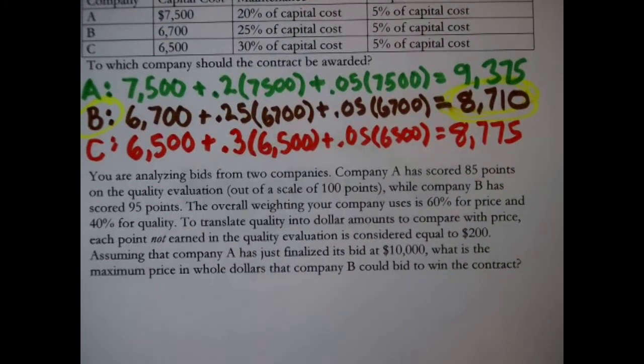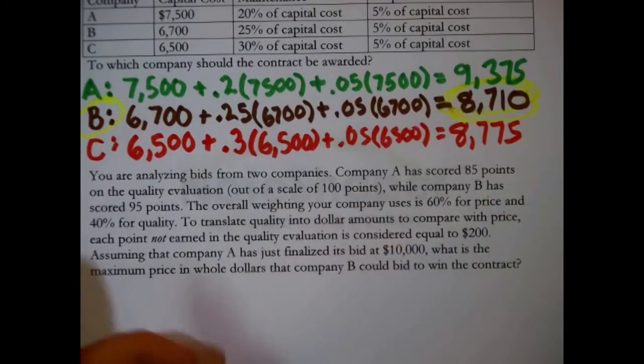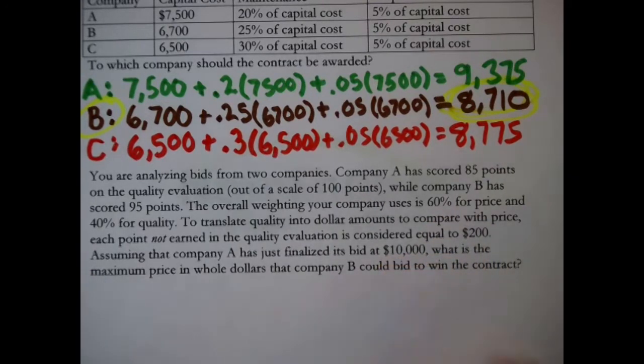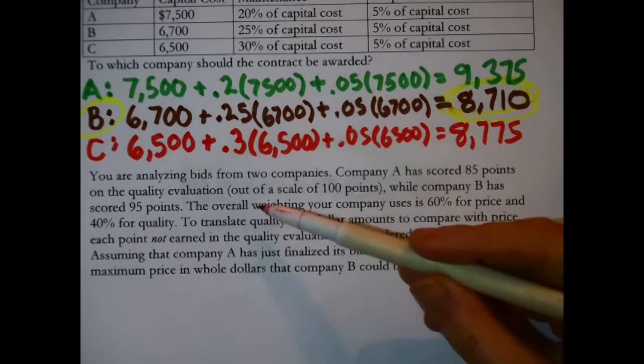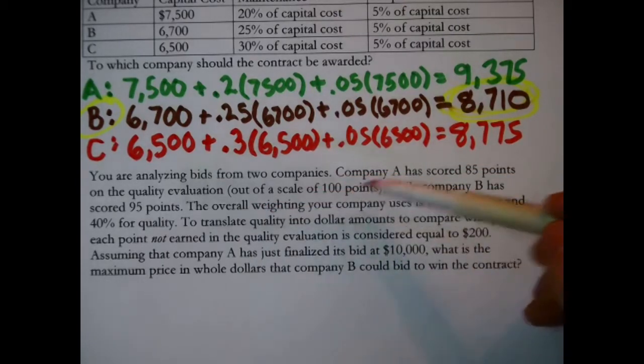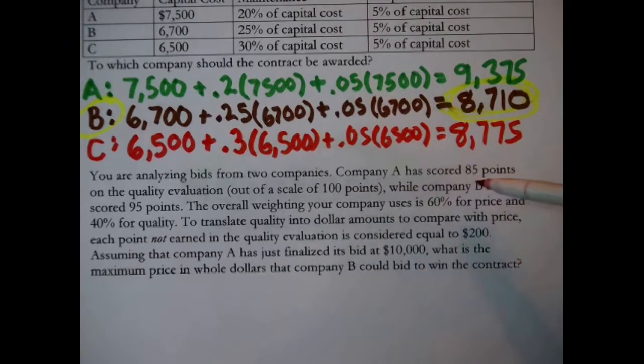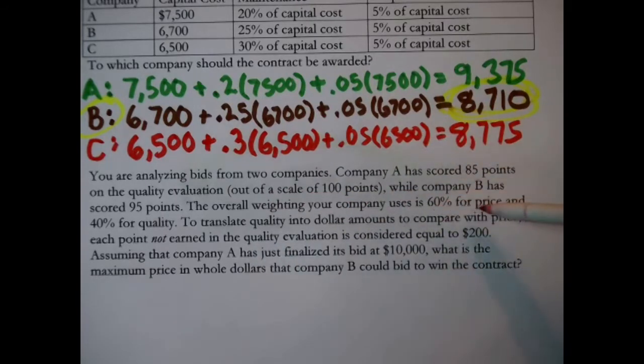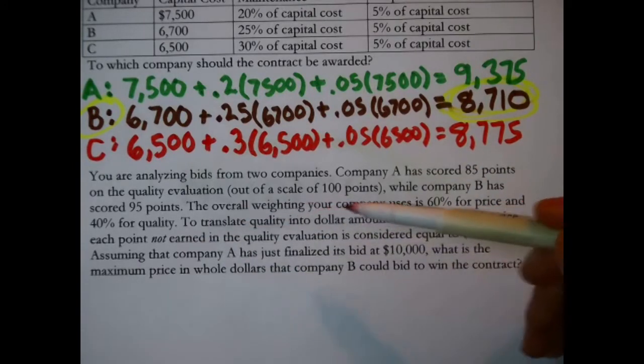You are analyzing bids from 2 companies. Okay, there's a company A here and a company B, but only 2 bids. What are we told? Company A has scored 85 points on a quality evaluation out of a scale of 100 points, while company B has scored 95 points. The overall weighting your company uses is 60% for price, the cost they're asking, and 40% for quality.